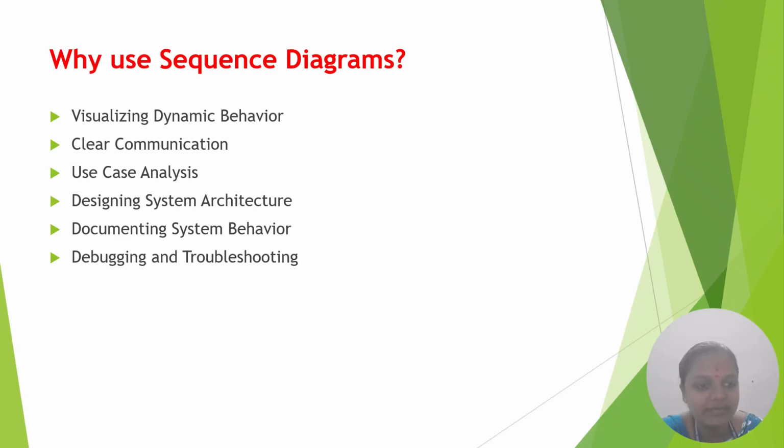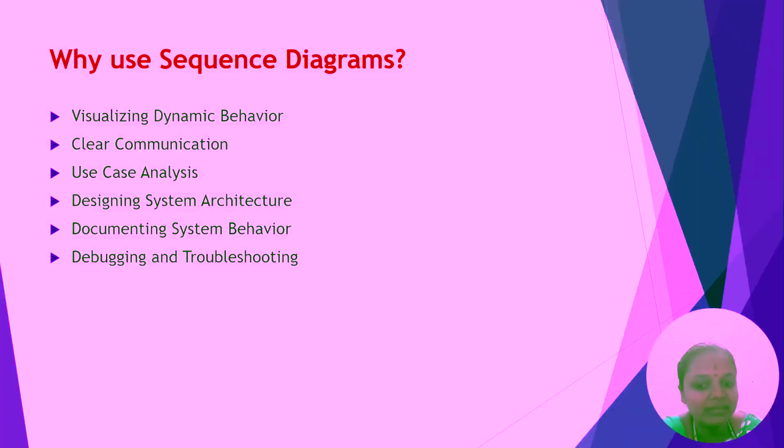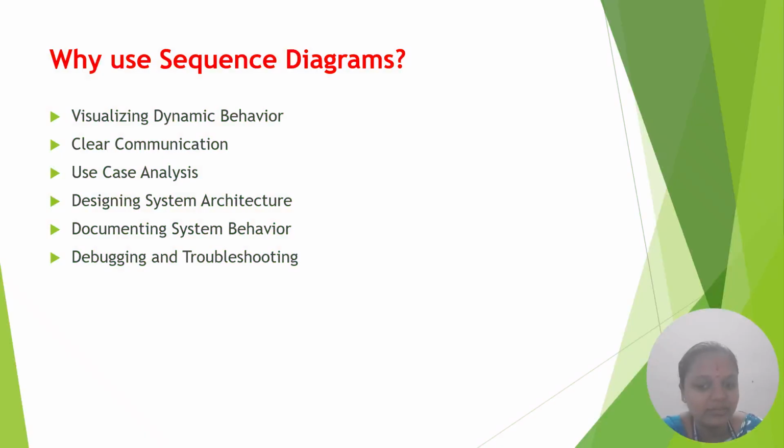And then use case analysis. Sequence diagrams are useful for analyzing and representing use cases, making it clear how specific processes are executed within a system. The fourth one is designing system architecture. They assist in defining how various components or services in a system communicate, which is essential for designing complex distributed systems or service-oriented architectures. And then the fifth one is documenting system behavior.